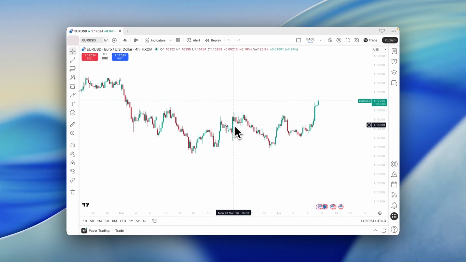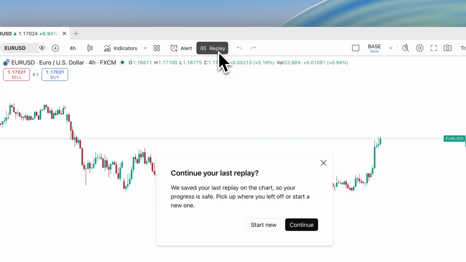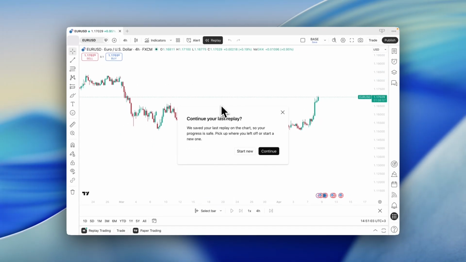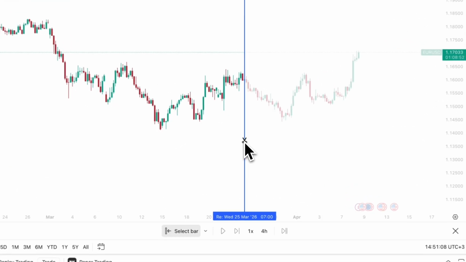In order to use the replay button, you need to look at the top of your screen and left-click on replay. Once you've left-clicked, you can see that if you had played something before, you are prompted with a previous session. But since this is a new one, we're going to be starting new.